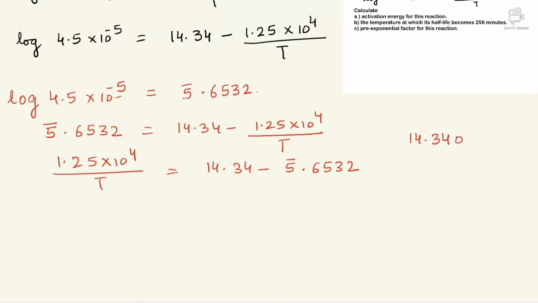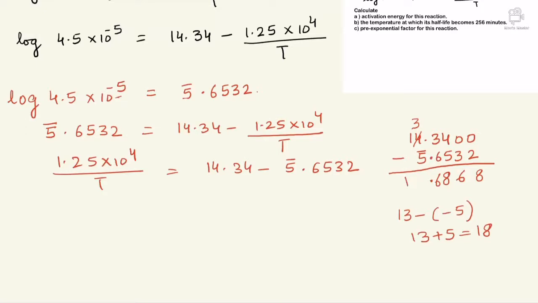So 14.3400, take away bar 5.6532. What do you get over here? You have to subtract. 10 minus 2 is 8. 9 minus 3 is 6. 13 minus 5 is 8, and 12 minus 6 is 6. Now come to the confusing bit. Now here we had borrowed. Remember, we are left with 3 over here. So 13 minus 5. I get here 13 plus 5 gives me a value of 18. Simple. So 1.25 into 10 to the power 4 upon the temperature in Kelvin is 18.6868. Rest is easy, right?